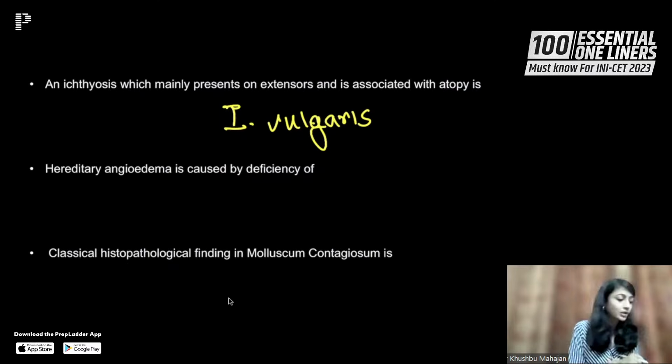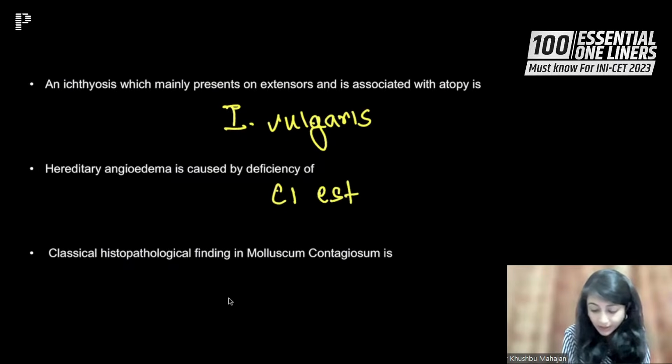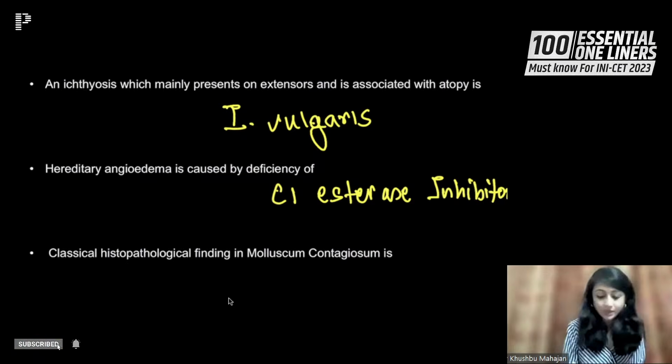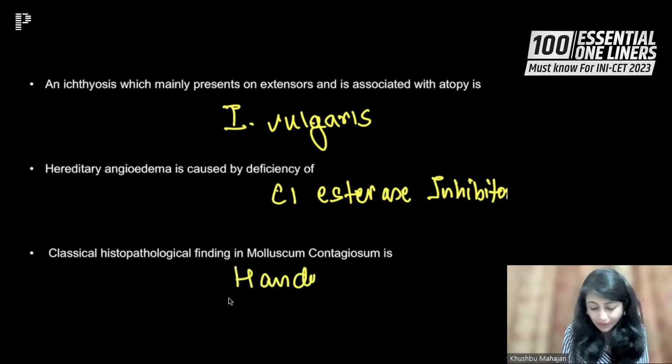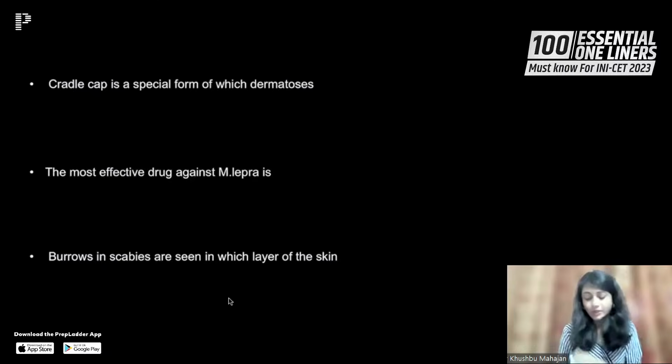Hereditary angioedema is caused by deficiency of, very good, C1 esterase inhibitor. C1 esterase inhibitor, okay? And you've already given me the answer to the next one. Classical histopath feature of molluscum contagiosum is, yes, you're right, it is Henderson-Paterson bodies, which are eosinophilic inclusion bodies that you see in molluscum.